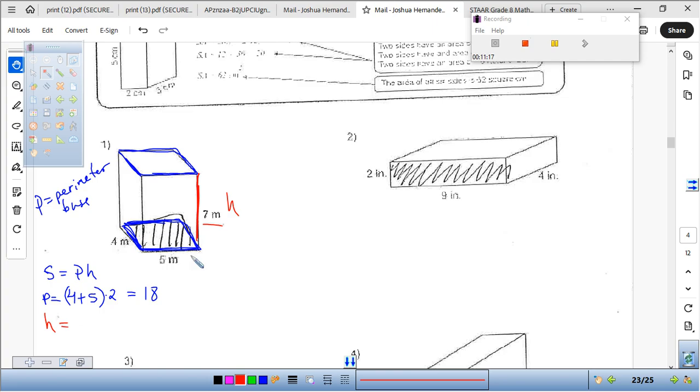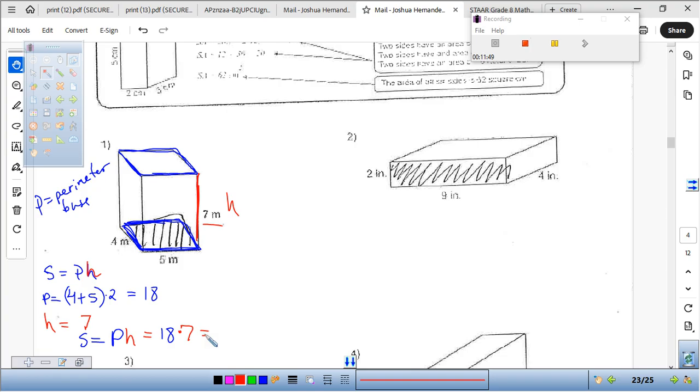The height, again, is the distance from base to base, so that's going to be 7. Now for this formula, I'm only doing the lateral surface area. I'm going to put the H also in red. You just fill in the formula: S is equal to P times H, and put the numbers there. Really easy, which turns out to be 18 times 7. Whatever that is, that's your answer.